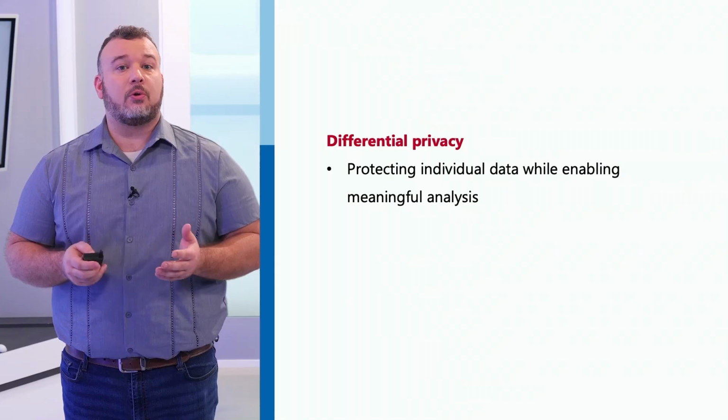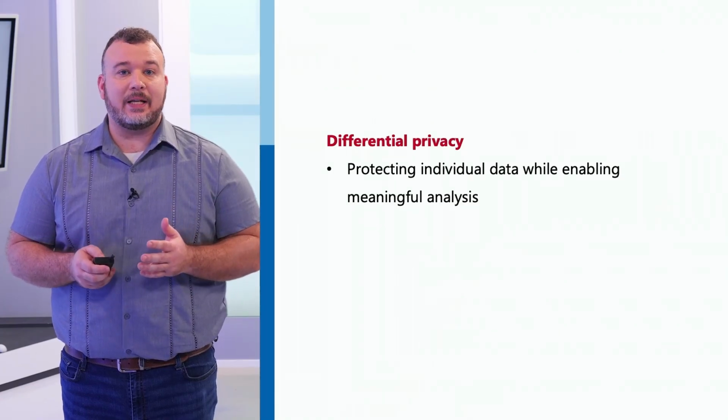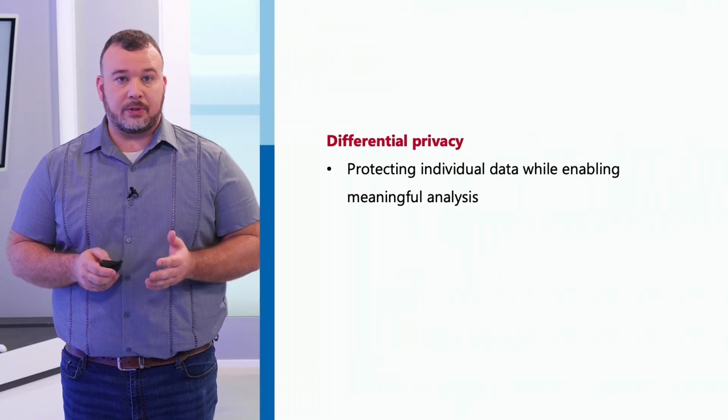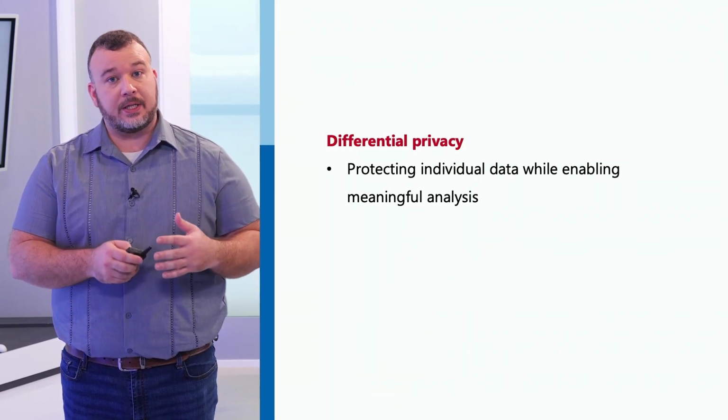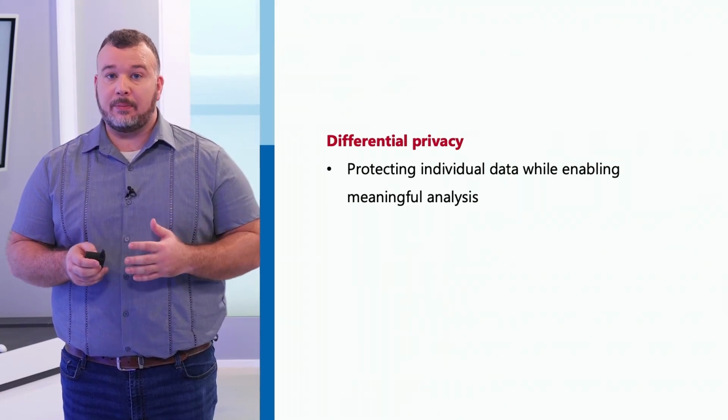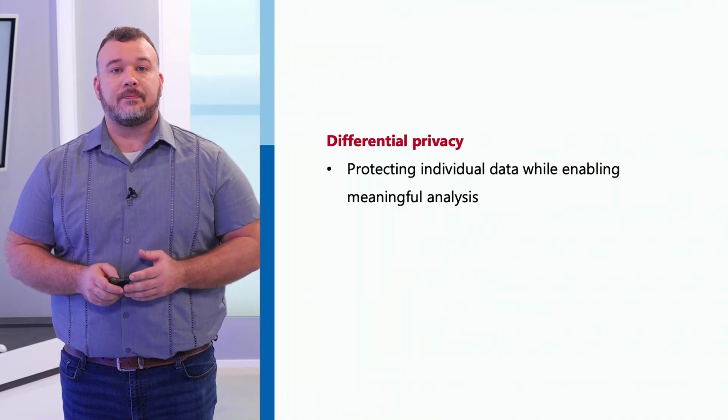So what is differential privacy? At its core, differential privacy is a technique designed to protect individual data within the context of a data set while still enabling meaningful analysis. It ensures that adding or removing a single data point does not significantly impact the results of any query or analysis. This keeps personal information secure even if the data set itself is compromised or accidentally shared.